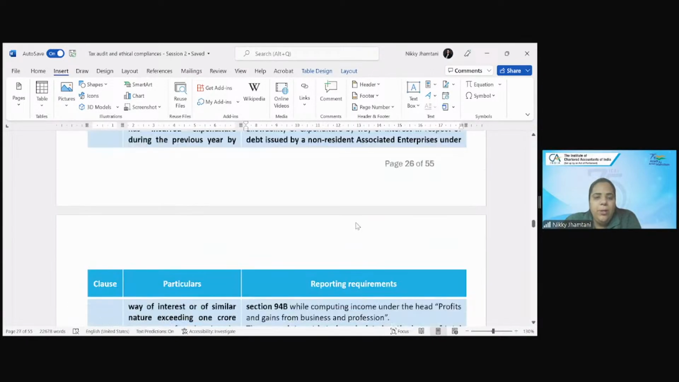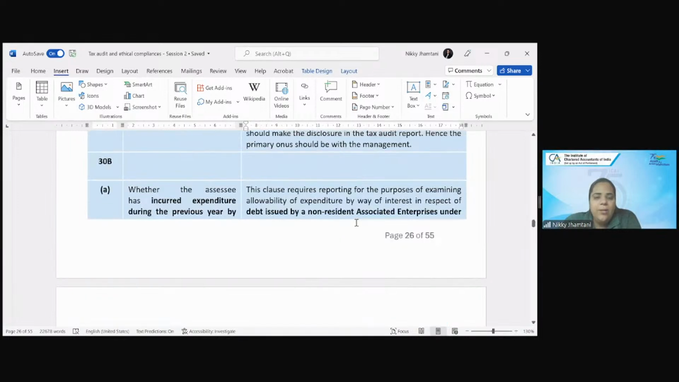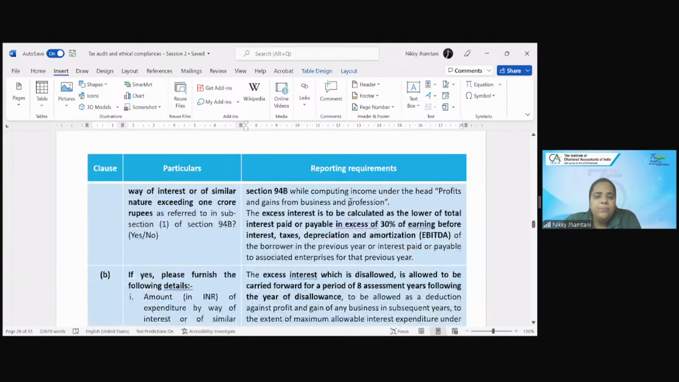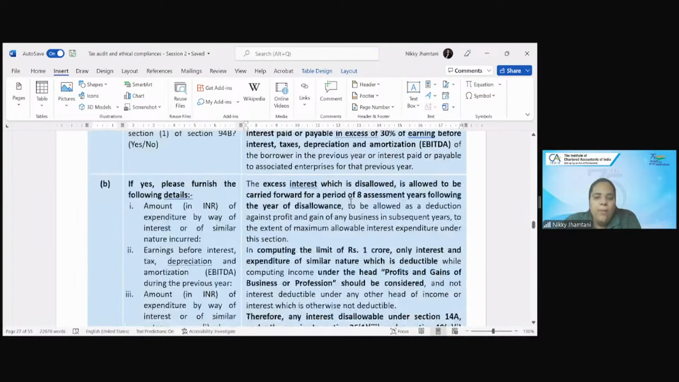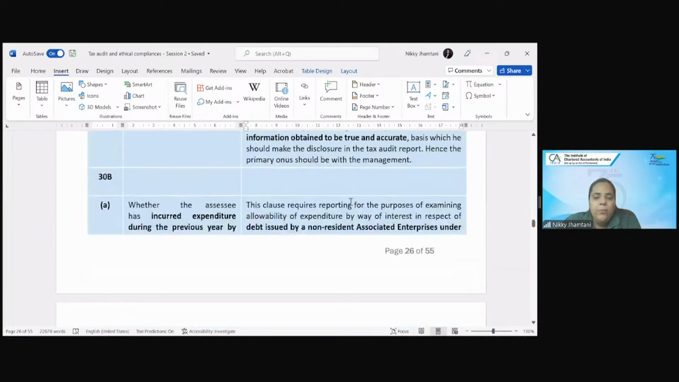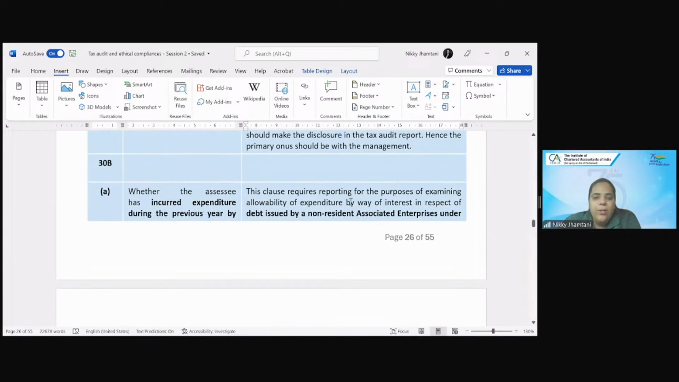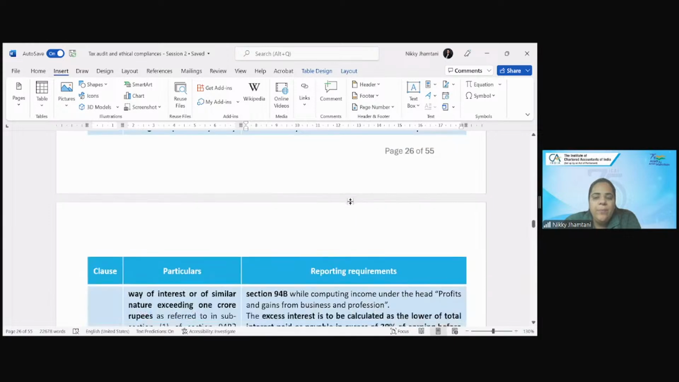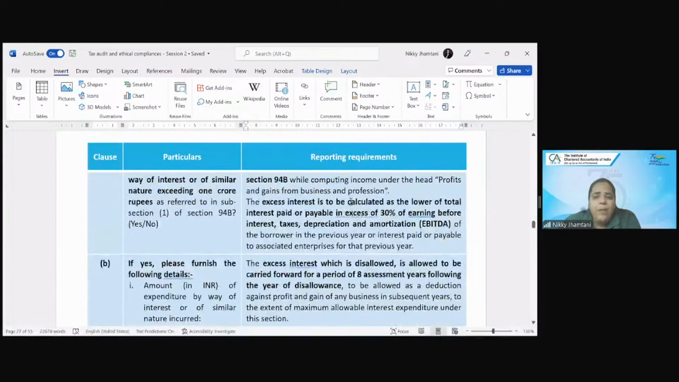Then 30B. 30B deals with whether the assessee has incurred expenditure during the previous year by way of interest or of similar nature exceeding 1 crore rupees as referred to in sub-section 1 of section 94B. So, what are the reporting requirements over here? This clause requires reporting for the purpose of examining allowability of expenditure by way of interest in respect of debt issued by a non-resident AE under 94B while computing income under the head PGBP.